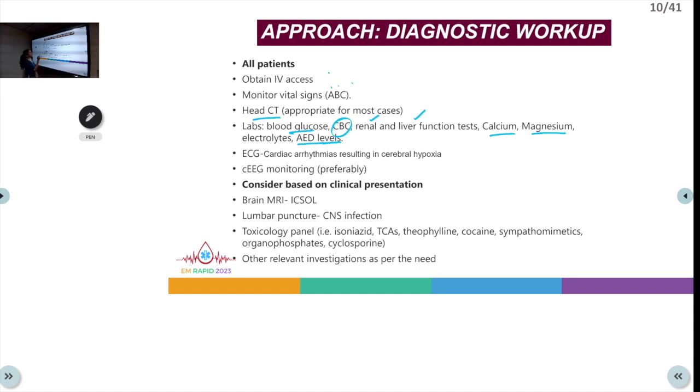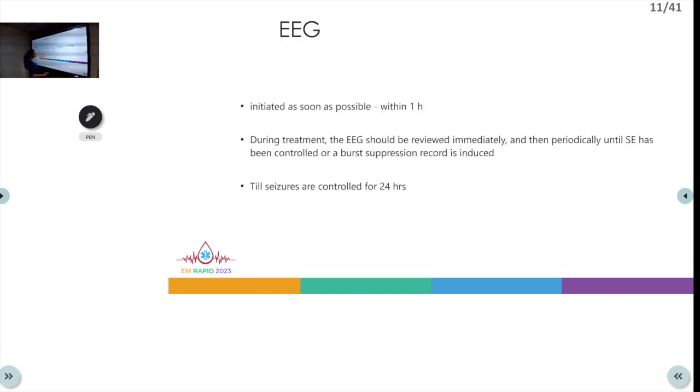And ECG monitoring should be done because some cardiac arrhythmias can result in cerebral hypoxia, which can cause seizure-like activity. Okay. Then continuous EEG monitoring should be advised if at all possible. Then based on clinical presentation, we might have to plan on MRI brain to look for any space occupying lesion, lumbar puncture to look for CNS infection, then toxicology panel for any suspected drugs and other relevant investigations.